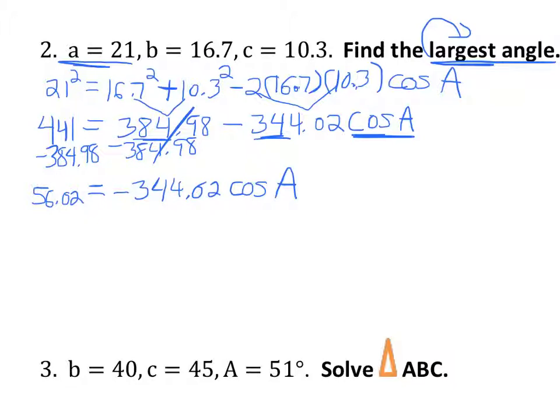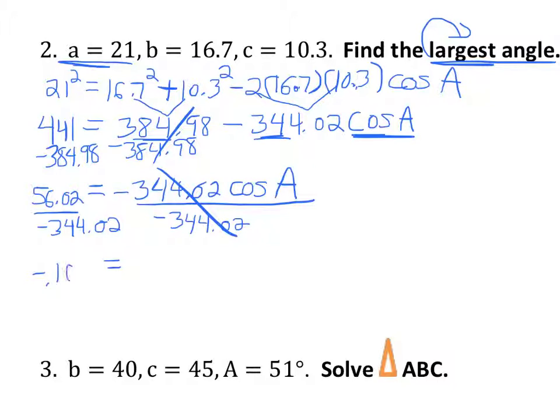To get cosine of A by itself, I divide both sides by negative 344.02. That cancels. Then we do 56.02 divided by negative 344.02, and we wind up getting like negative 0.1628, and it keeps going. And this equals cosine of A. So then we just have one more step: to get A, you take the inverse cosine of that long ugly decimal, negative 0.162839.